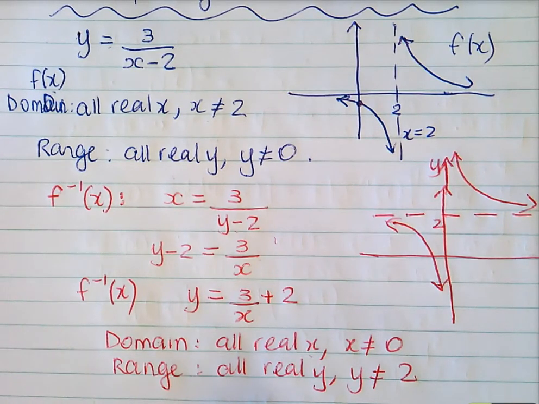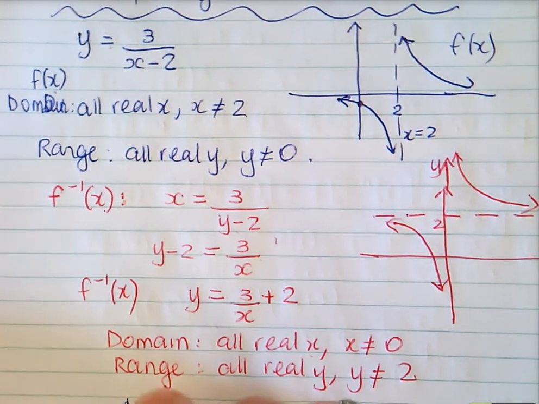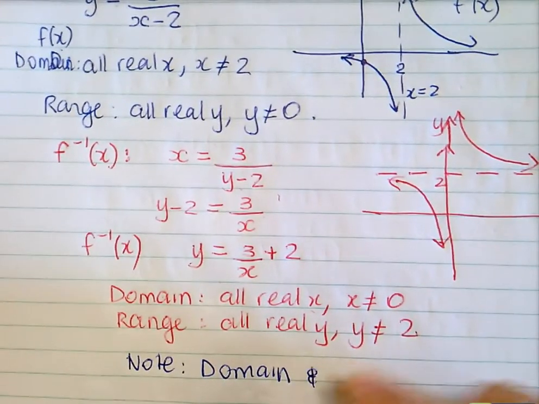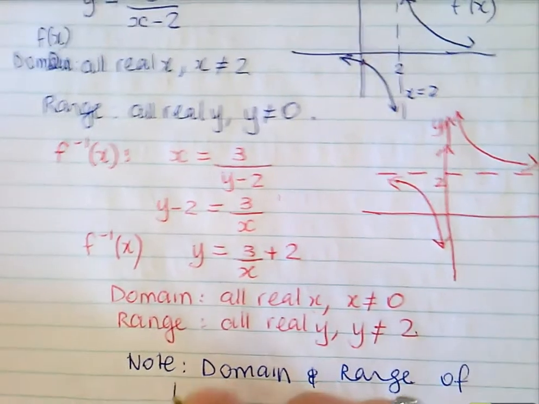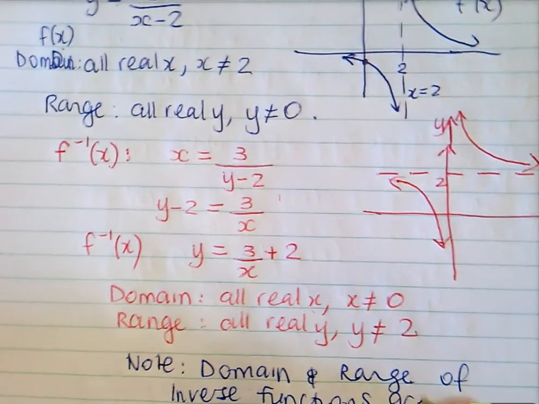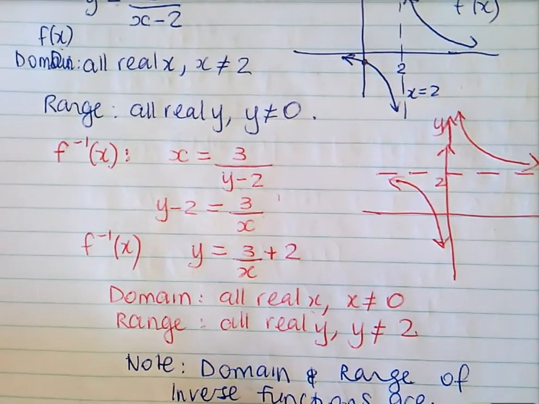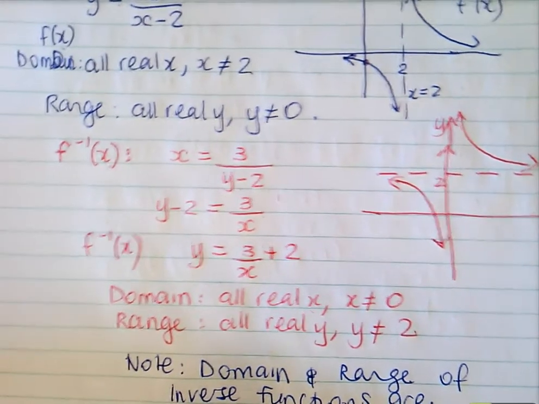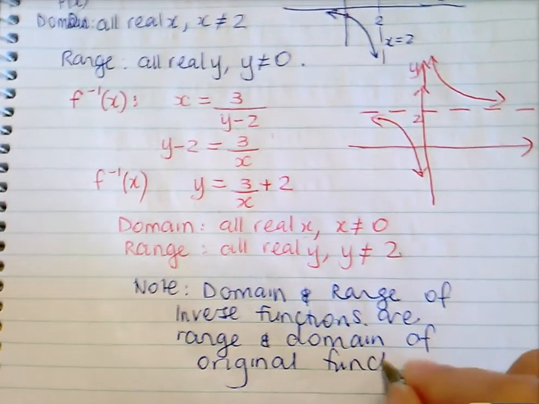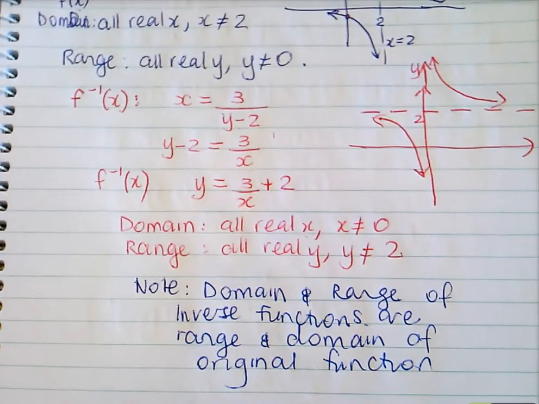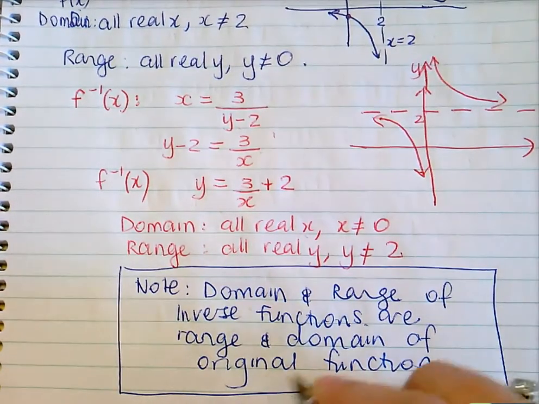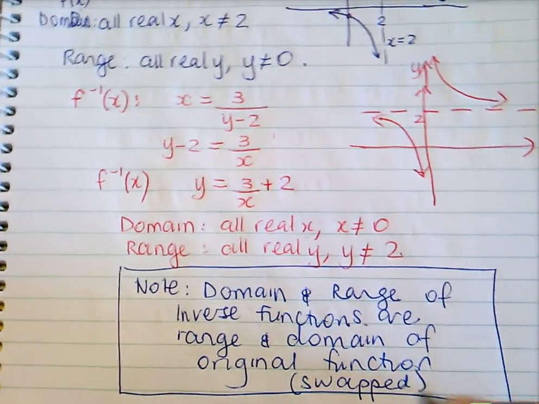All right? Okay. So therefore, you can just put a little box note that the domain and range of inverse functions are the range and domain, which is the other way around, of the original functions. They're swapped, basically.